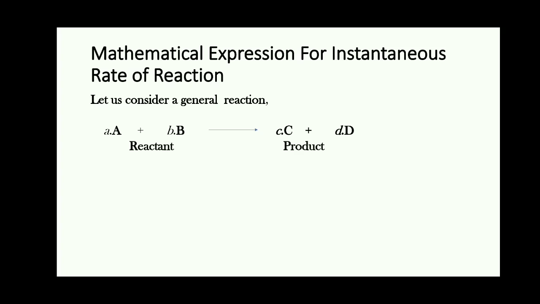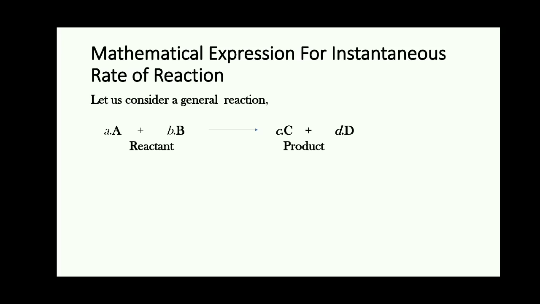Or sometimes only the rate of reaction is given to us, and with the help of that we can easily find out either the rate of disappearance of a reactant or the rate of formation of a product. For this purpose we need a general reaction. And what is this general reaction? We consider it as aA plus bB, which reacts to give us the products cC and dD.